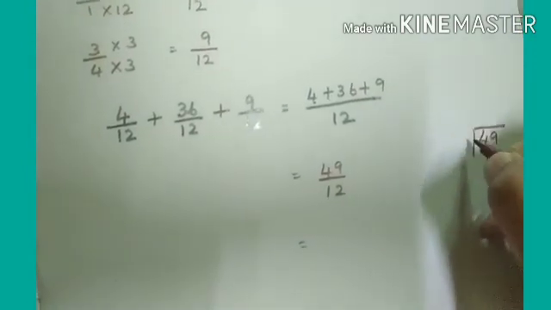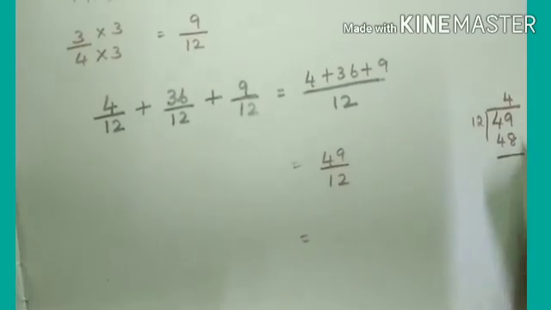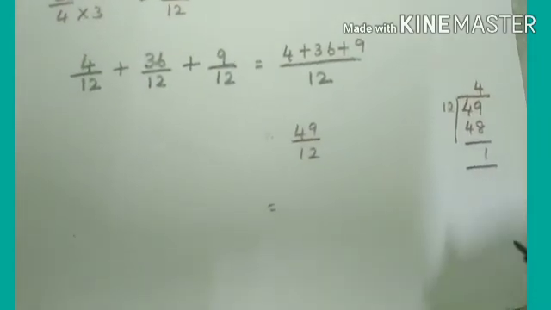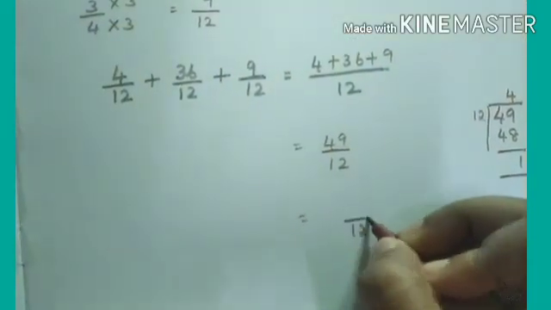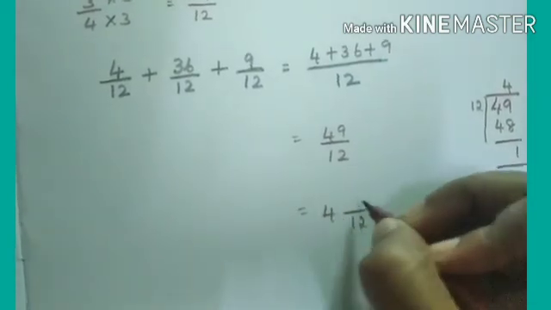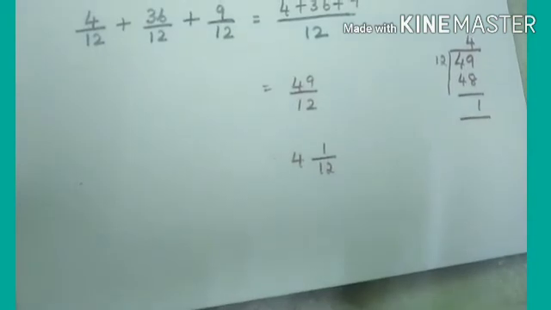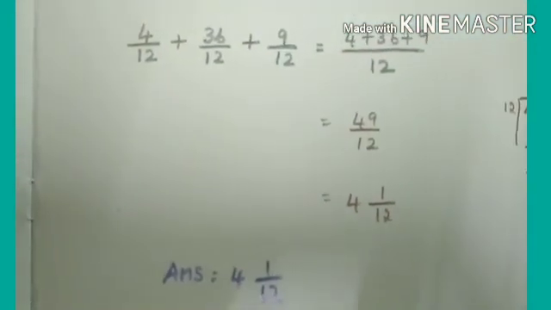Let's divide 49 by 12. We get 12 4s are 48. Subtract 48 from 49. We get 1. Let's write the fraction in mixed fraction form. Here 12 as the denominator and quotient 4 as the whole number. Remainder 1 is the numerator. We get 4 1 by 12.